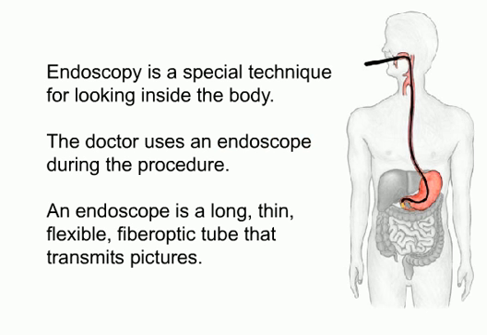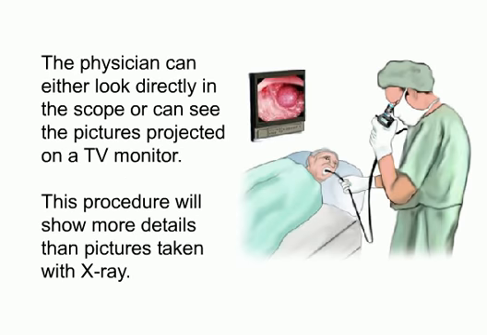Endoscopy. Endoscopy is a special technique for looking inside the body. The doctor uses an endoscope during the procedure. An endoscope is a long, thin, flexible fiber optic tube that transmits pictures. The physician can either look directly in the scope or can see the pictures projected on a TV monitor. This procedure will show more details than pictures taken with X-ray.